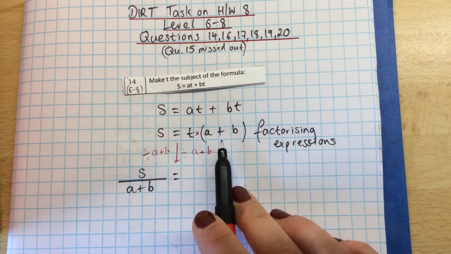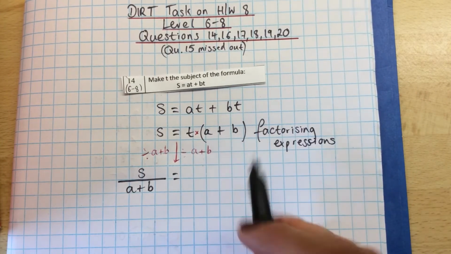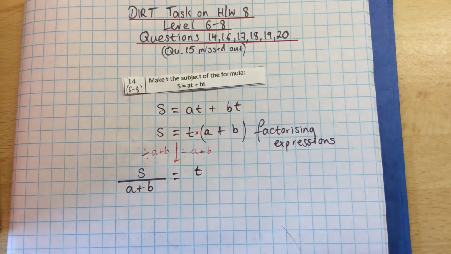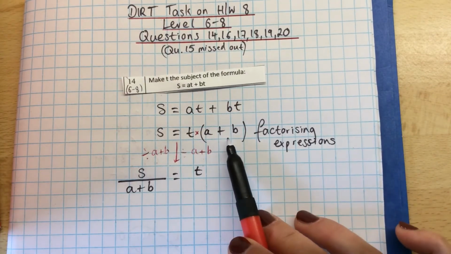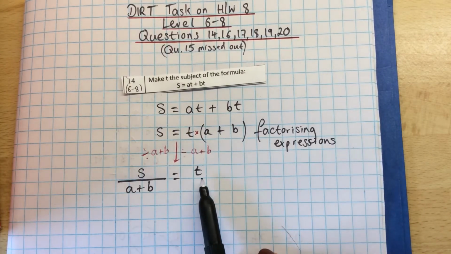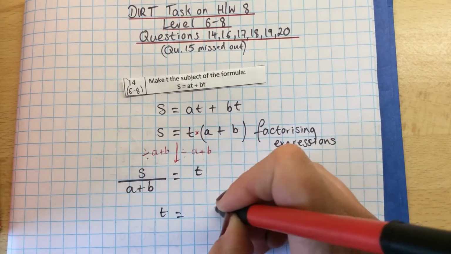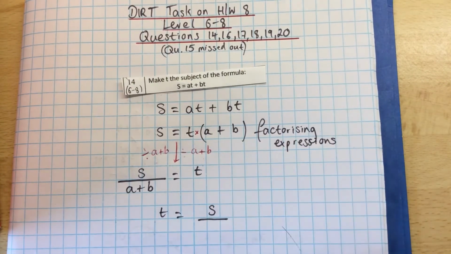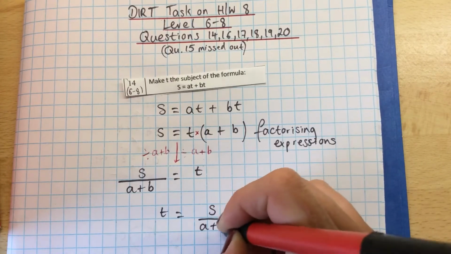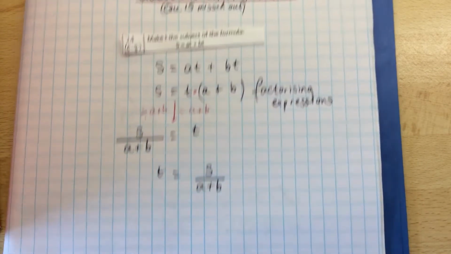If I divide the right hand side by A plus B, it cancels out, for want of a better word, and you're left with T. So A plus B divided by A plus B is 1, but the 1 is invisible, so you're just left with T. And you know I like to swap it around, make sure the S looks like an S, not a 5. And your A plus B is on the bottom. Okay, so that's that question there.